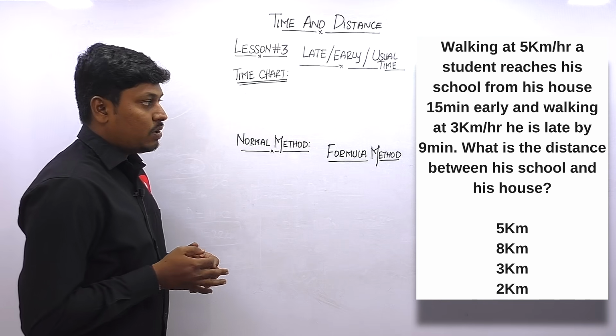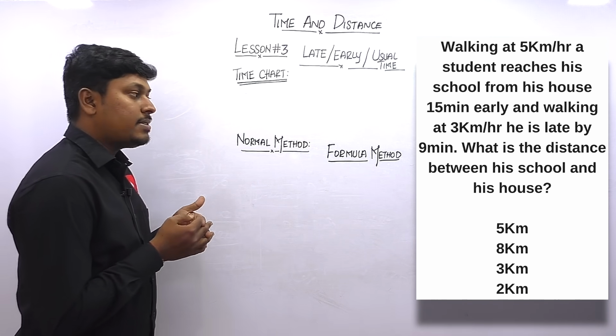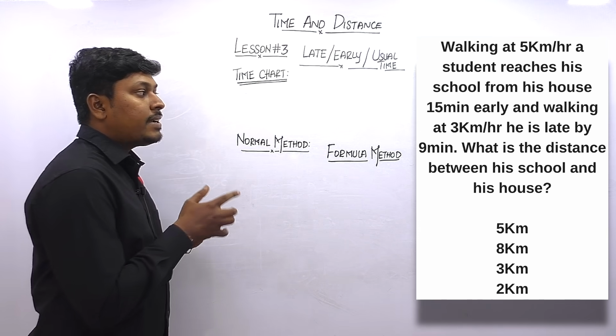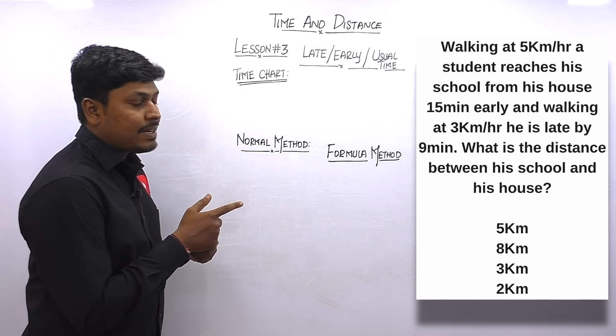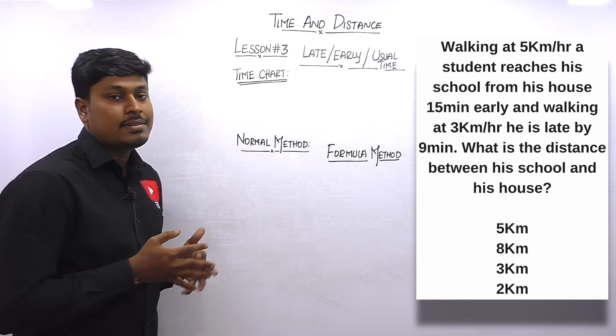Question number 2. Walking at 5 km per hour, a student reaches his school from his house 15 minutes early, and walking at 3 km per hour, he is late by 9 minutes. What is the distance between his school and his house?